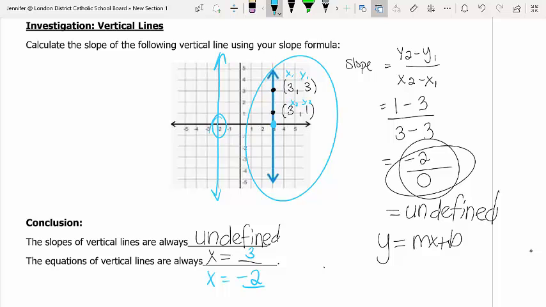But again, this is reaching ahead. We're going to talk about that a little bit later. If you understood it, great. If not, don't worry. For now, just know that the slopes of vertical lines are undefined.